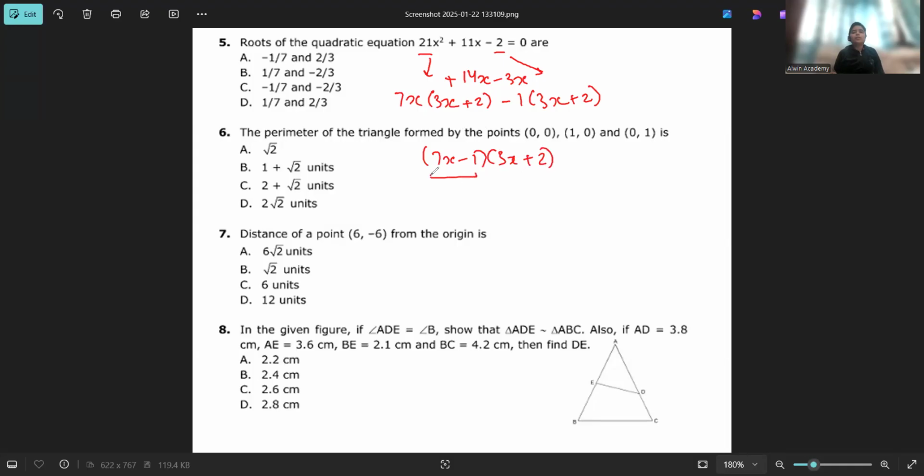From this particular one, we get x is equal to 1 by 7. And from this particular one, we get x is equal to minus 2 by 3. 1 by 7 and minus 2 by 3, option number B.